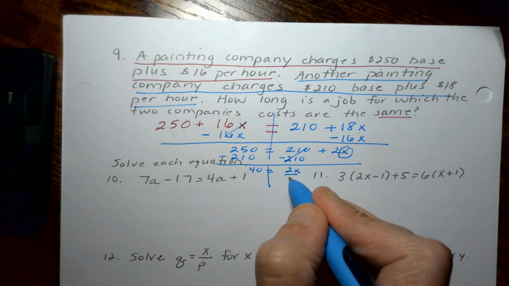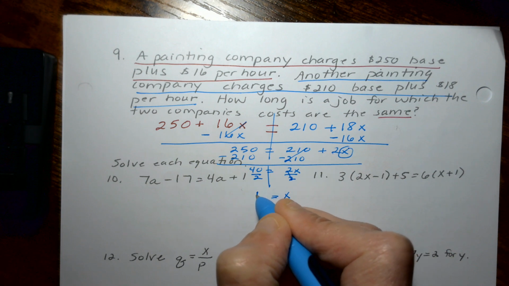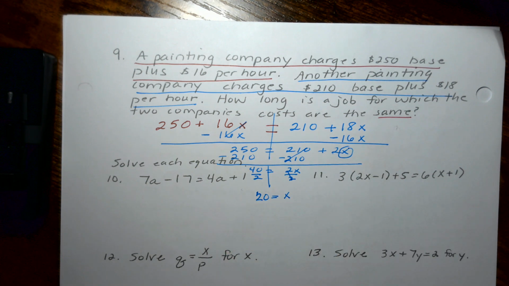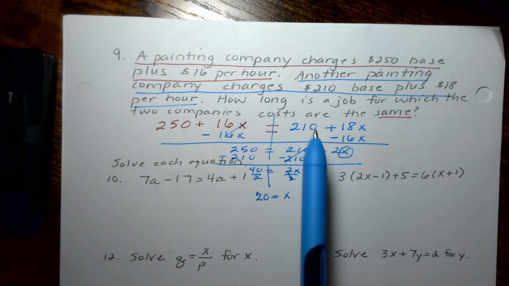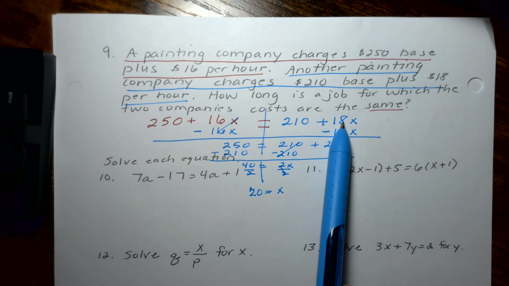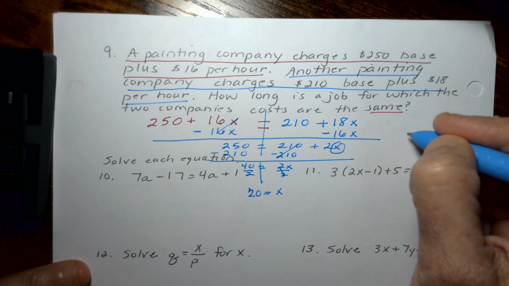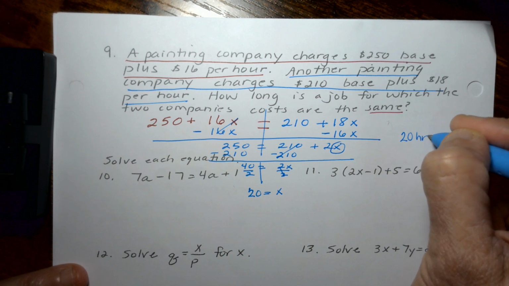And then divide by 2, and we have x equals 20. The question is, 20 what? When is it the same price? 20 what? What did x mean? X was the number of hours. So in 20 hours, it'll be exactly the same.